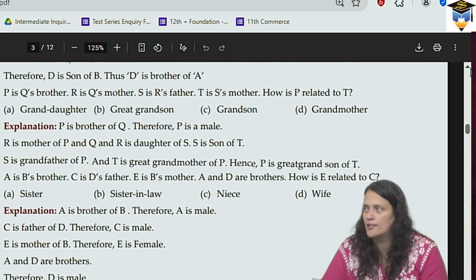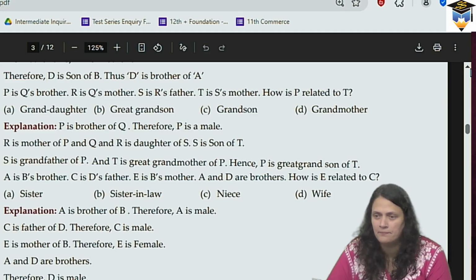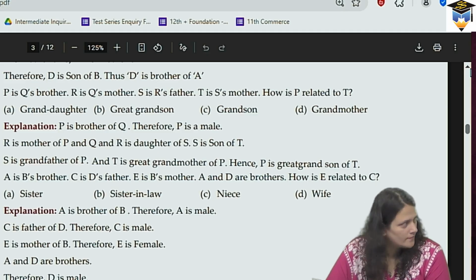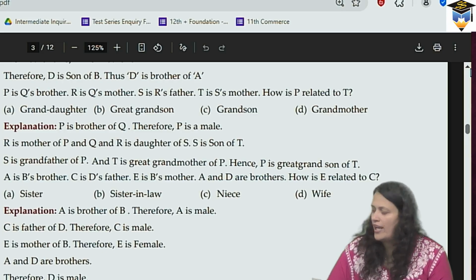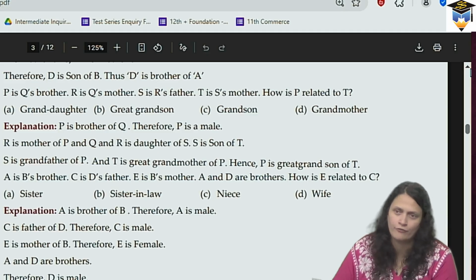P is Q's brother, R is Q's mother, S is R's father, and T is S's mother. So how is P related to T? Please draw this diagram. This is the only way in which you can get full marks. Remember, all 5 marks you will get if you solve by this method.